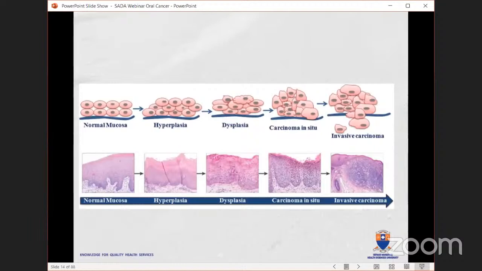Until clinically noticeable changes and transformation occur, the lesion will remain clinically undetectable, and the growth and progression has to advance considerably through these phases until it is actually clinically detectable and becomes a carcinoma.